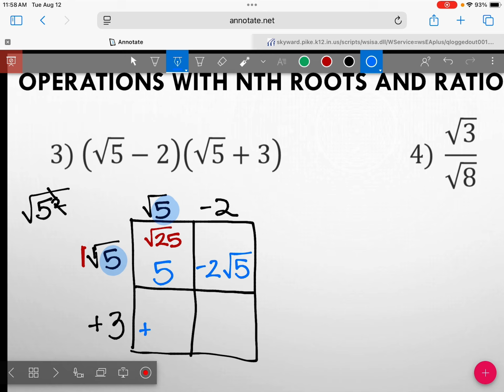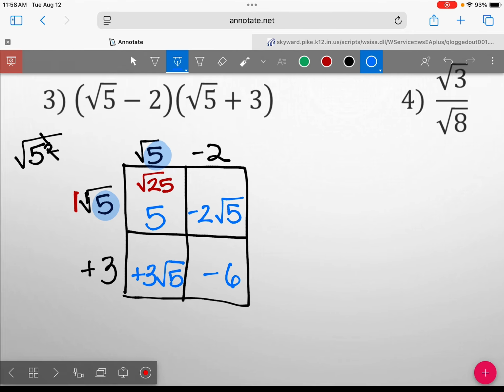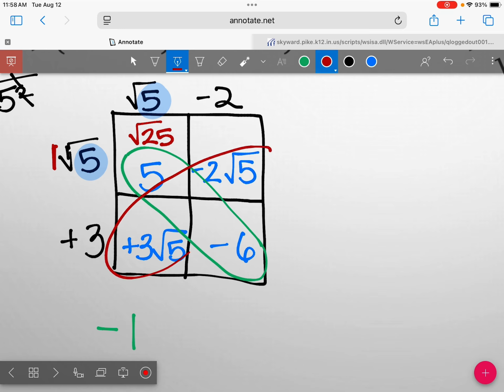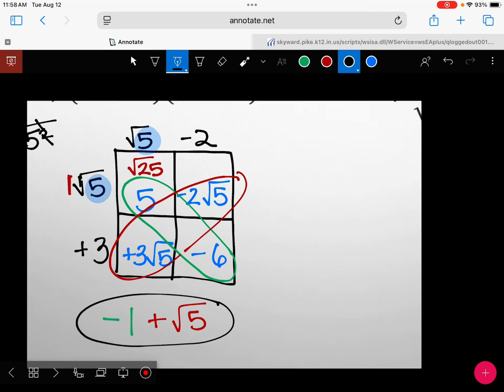And this square here, you would have a +3 root 5. And here you have a -6. So when we combine our like terms, these are like terms, which gives you a -1. And these are like terms, which just gives you a +root 5. And that would be your answer.